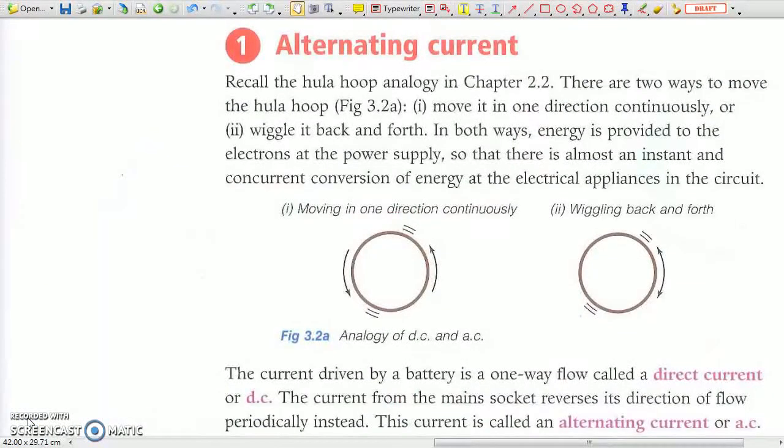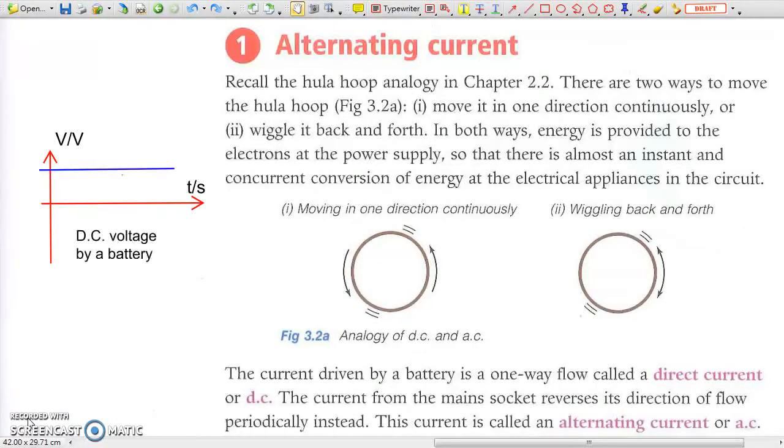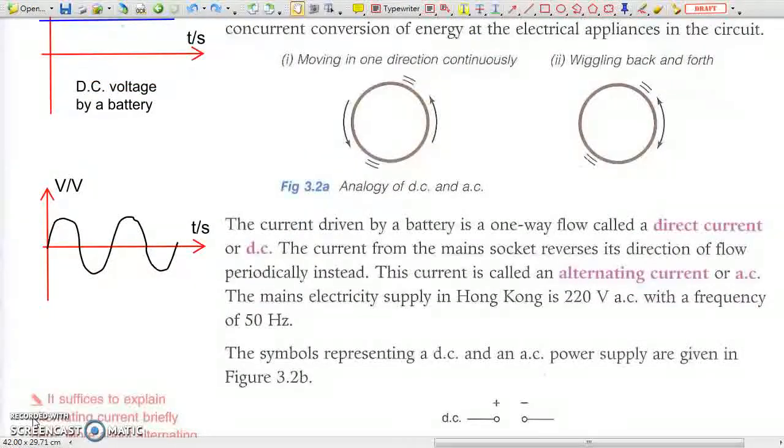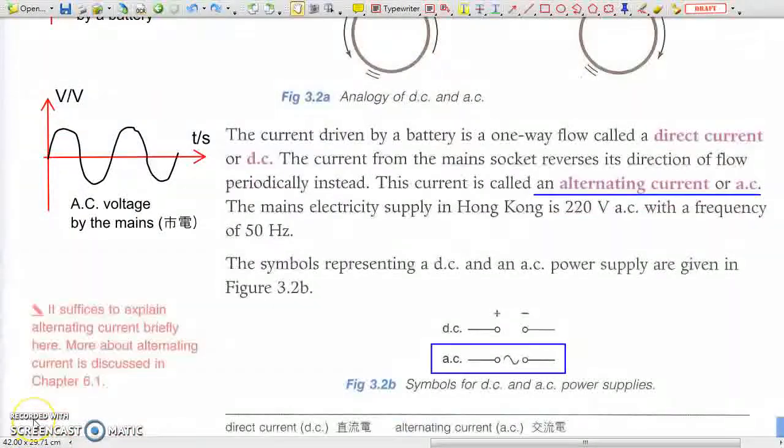1. Alternating current. A battery drives a direct current, or DC, which flows in one direction only. The current driven by the mains is an alternating current, which changes its direction periodically. The potentials of the terminals interchange periodically, and the direction of the current changes accordingly.